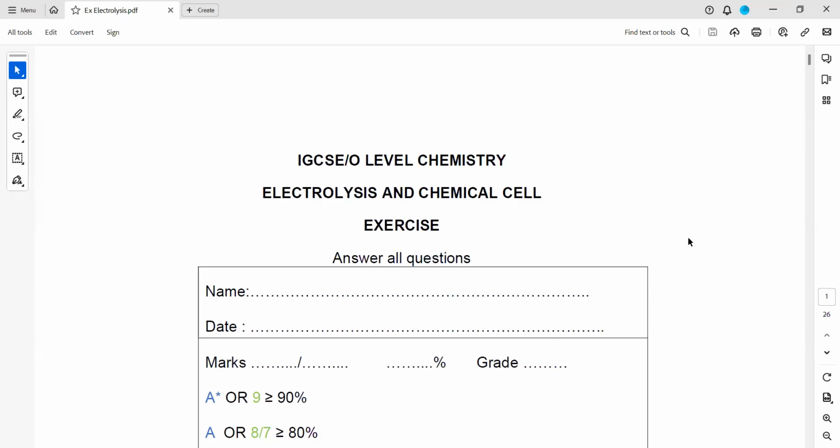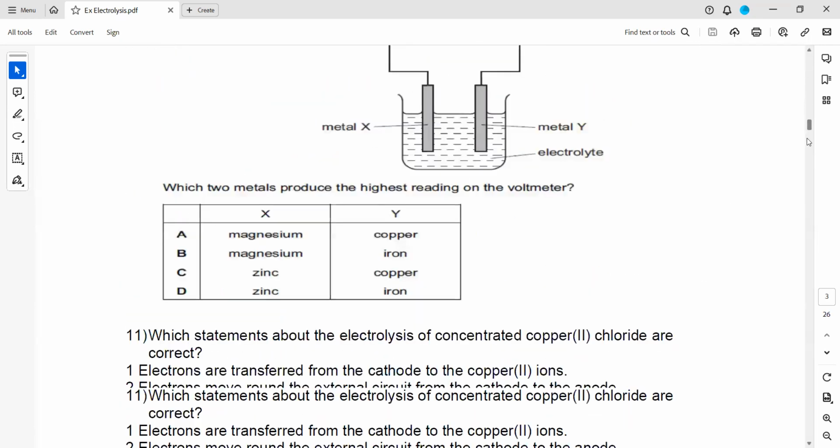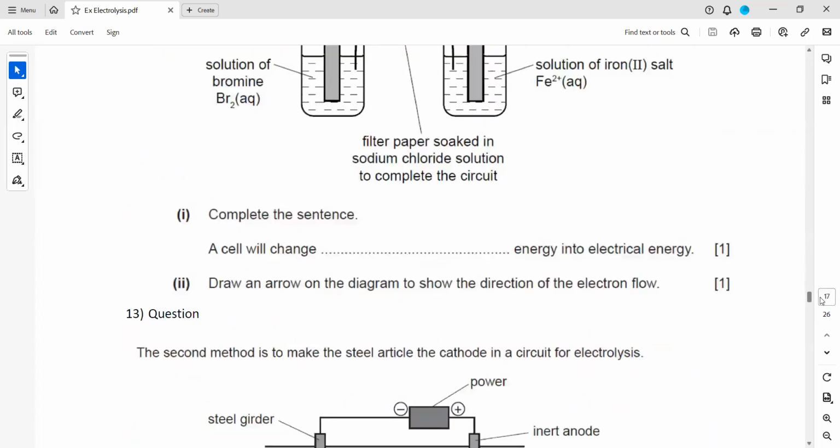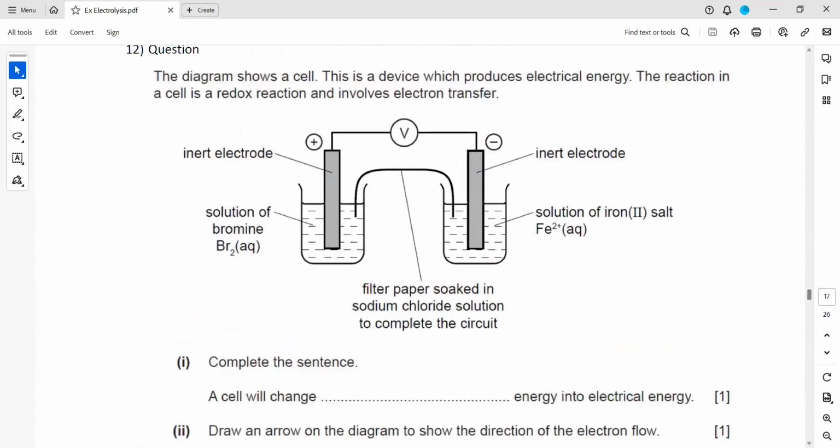Missed anything? So electrolysis and chemical cell exercise, the doubts. The first one is from page 17, question 12 and 30.